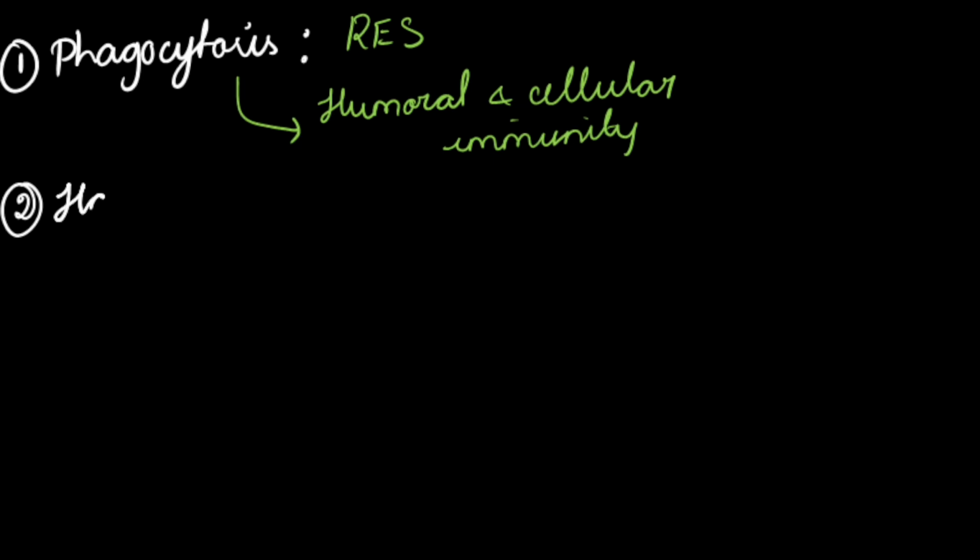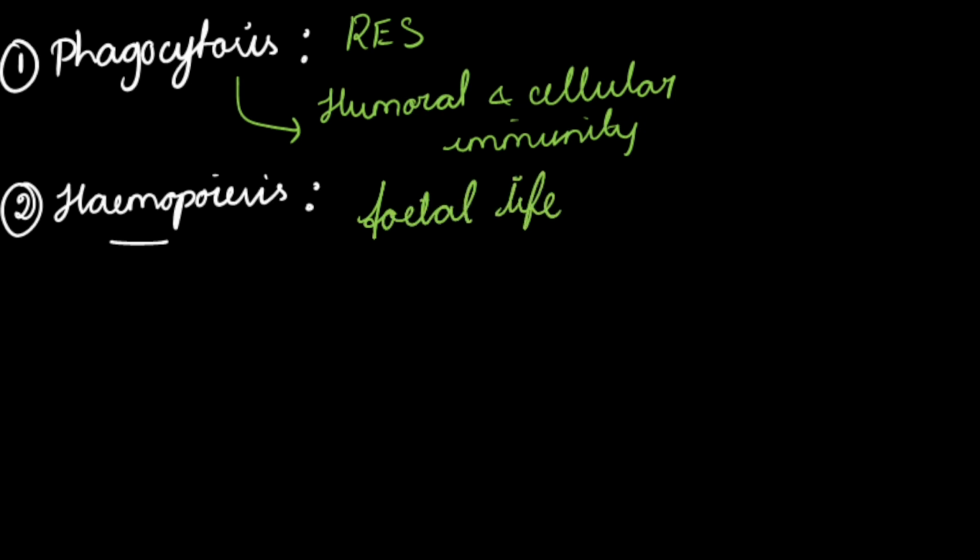Next comes hemopoiesis. So here, spleen contributes for the formation of blood mainly during the fetal life. But the lymphopoiesis will be continuing throughout the life by the spleen. But in case of certain diseases, the adult spleen also causes hemopoiesis, mainly in case of CML and myelosclerosis.